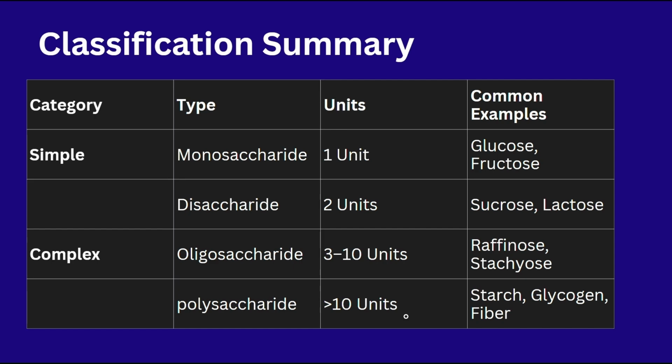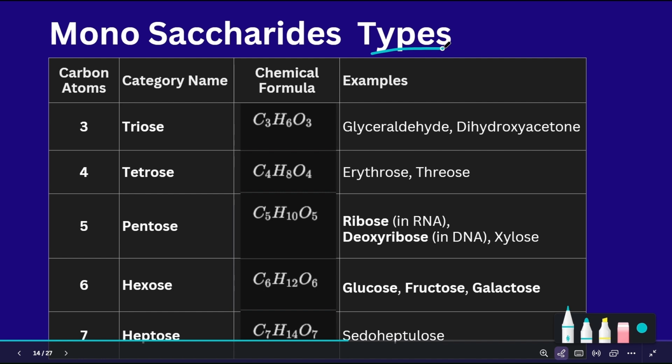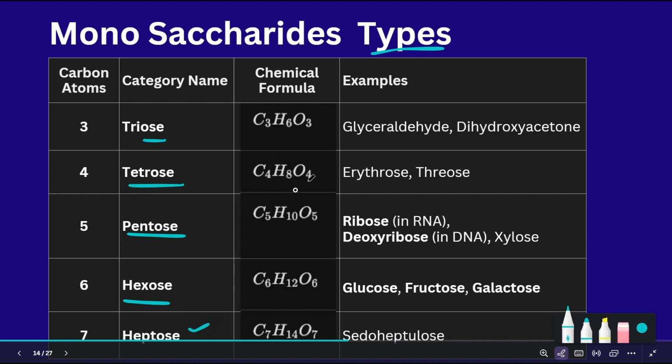This is a summary. We will see the types of monosaccharides. There are different types of monosaccharides, right? The triose, tetrose, pentose, hexose and heptose.